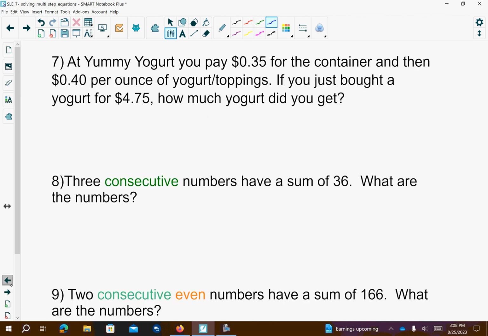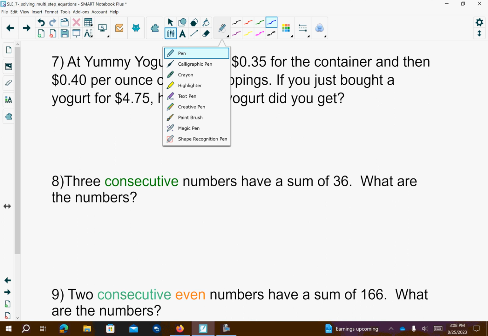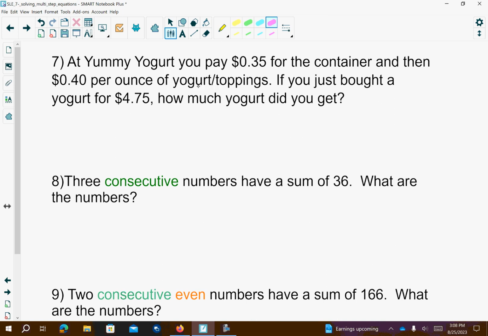We're now on to the word problem. Kind of how I did the word problem the other day is I read it and then highlighted things that were important. Problem number 7 says, at Yummy Yogurt, you pay 35 cents for the container, so the cup that you would get, and then 40 cents per ounce of yogurt and toppings. If you just bought yogurt for $4.75, how much yogurt did you get?